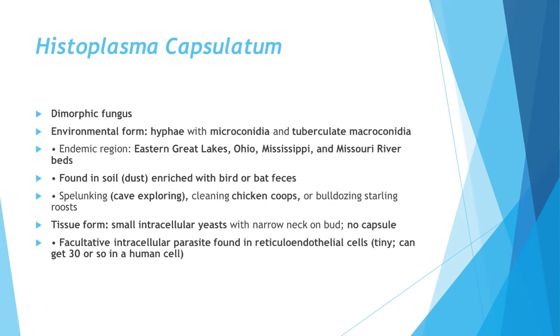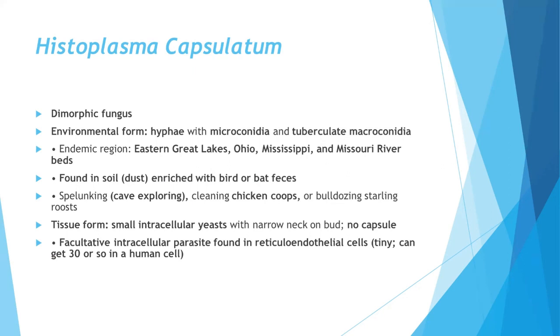So please keep in mind where and in which areas these organisms are predominant, like histoplasma is predominant in Ohio and the Mississippi and Missouri river beds. It's found in soil or dust enriched with bird or bat feces. Spelunking or cave exploring, cleaning chicken coops, or bulldozing starling roosts may be the cause or risk factor.